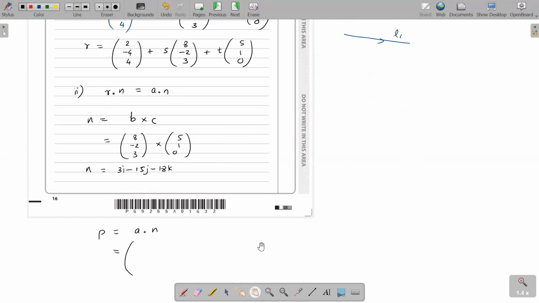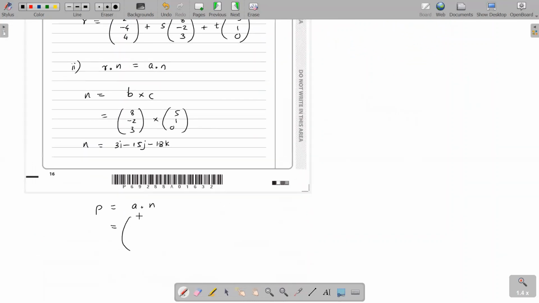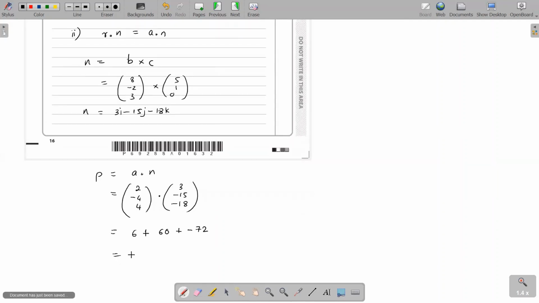A is the position vector on the plane, which is 2, minus 4, 4. Dot product with n, which is 3, minus 15, minus 18. Get the dot product. So you multiply 2 times 3, which is 6. Adding minus 4 times minus 15 is how much? 60. And then adding 4 times minus 18, which is minus 72. So add everything together. How much do we get? Minus 6.